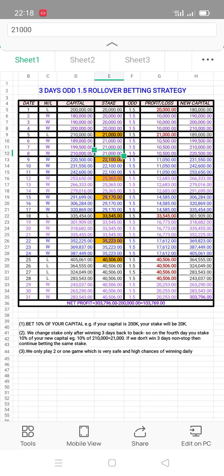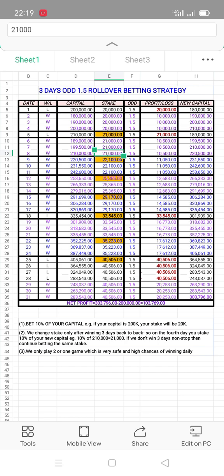After the 3 days of rollover, we need to change again to a new stake. Each time you win 3 times in a row, you change stake. If you don't win, you maintain the stake. Okay, so day 6, day 7, day 8, we all won. Those are 3 days rollover.